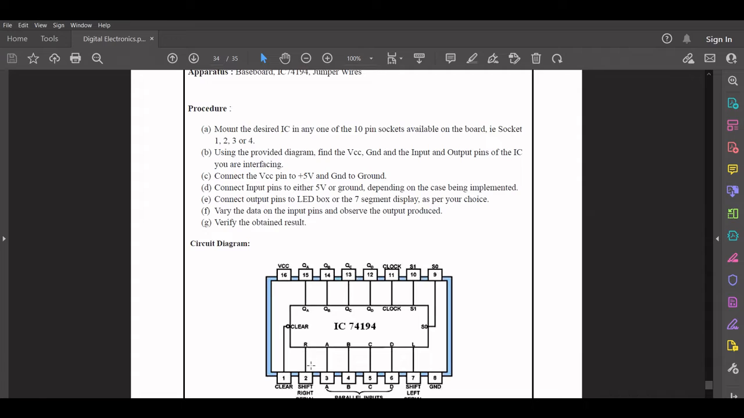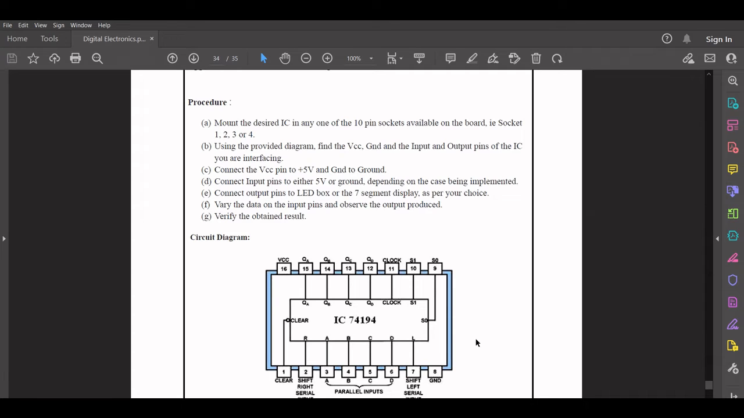Then pins 2 and 7 denote shift right serial input and shift left serial input; they imply in which direction you want to shift your bits. In case you want to shift the bits from left to right, you can set pin 2 to high and pin 7 to low. Similarly, if you want to shift your data to the left hand side, you can connect pin 7 to high and pin 2 to low.